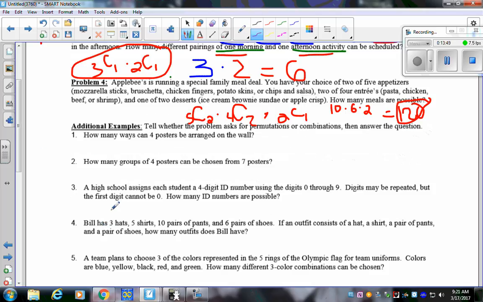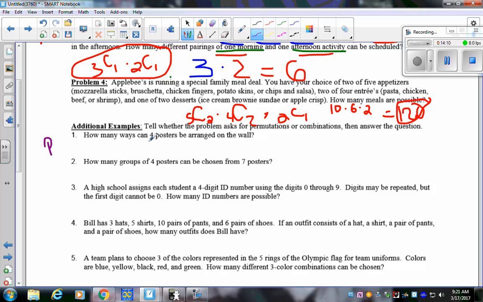So let's see. It's saying how many ways can 4 posters be arranged on the wall? Well, let's think about this. If we're hanging up our Disney classic posters, if Beauty and the Beast is first, on the left side of my wall, it's very different than if it's all the way on the right. So this is a permutation. Order matters. It's how many different ways I'm arranging them at different locations.